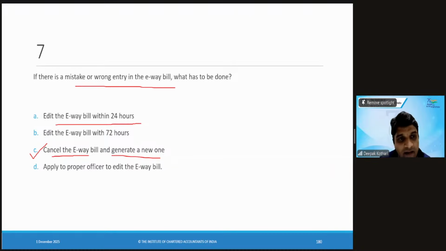So it will not be A, it will be C itself: you have to cancel and generate a new one. Because the nature of mistake is not specified here, it's a general mistake, right? Tricky answer, yes. Clear, Siddhi? Clear, Sid Sangani.